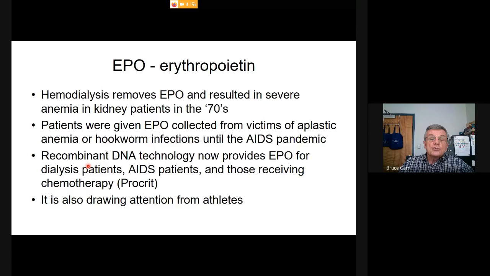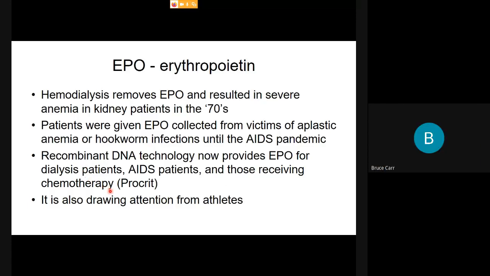Recombinant DNA technology is something that has come to our rescue, as we now produce this protein outside a living body, and it's given to dialysis patients, but also AIDS patients who become anemic, and those receiving some chemotherapies, like Procrit. On the side of enhanced performance, it's also getting attention from athletes. It is an illegal application, but if you can imagine, if oxygen transport is limiting how fast you run the marathon, and you can temporarily increase your red blood cell content, it is a type of performance enhancement.